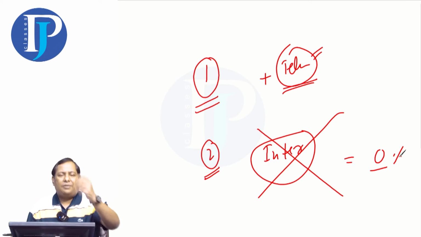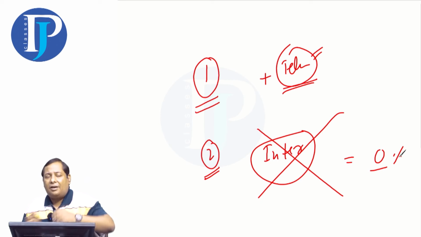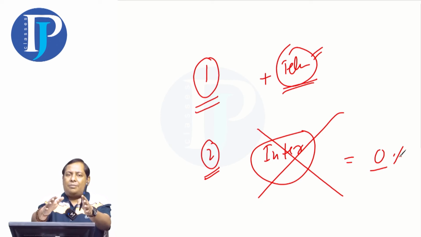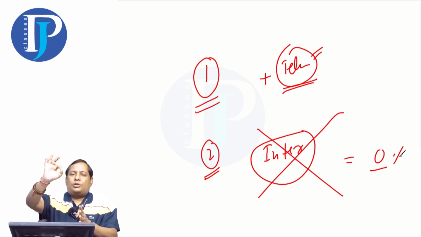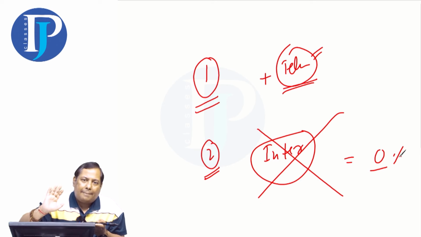Why would I refer to the Inter? Why should I assume that you have studied something? I assume that any student who came to study Ind AS here has zero knowledge, and I have to take them from 0 to 100.